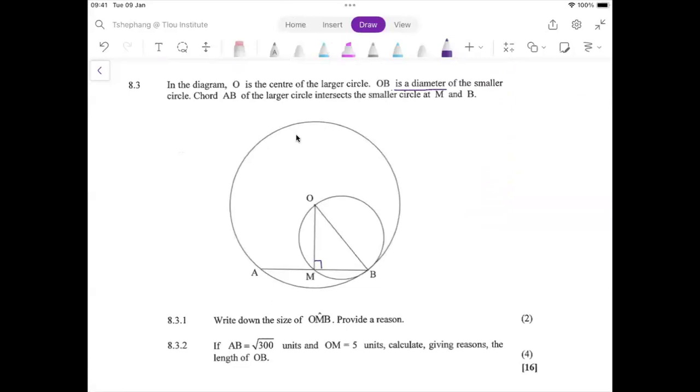Okay. Yeah, in the chat. Thank you for that, Shurifato. Then we can say that OMB equals 90 degrees. Why? We can see angles in a semicircle.